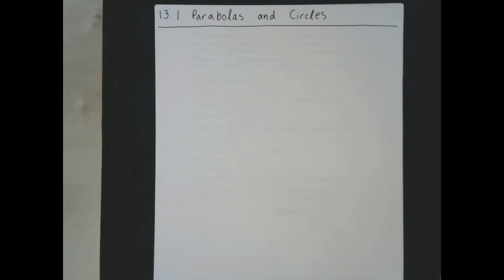Okay, section 13.1, parabolas and circles. All of chapter 13 is about what we call conic sections. Conic sections are named for cross sections of the cone, the three-dimensional cone. When you take a slice out of a cone, you can get a couple different shapes. The first couple we're going to talk about are parabolas and circles.